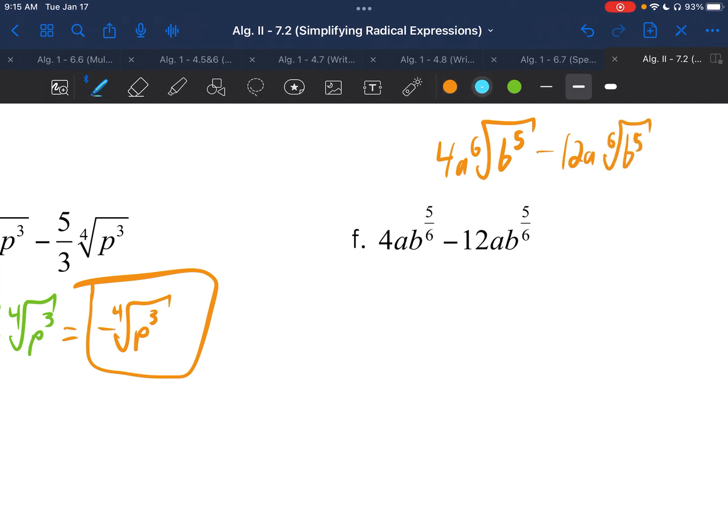Those are the identical radicals, aka identical exponents. These are like terms, same variables, the same powers, so we can combine them. So we get negative 8 a b to the 5/6.